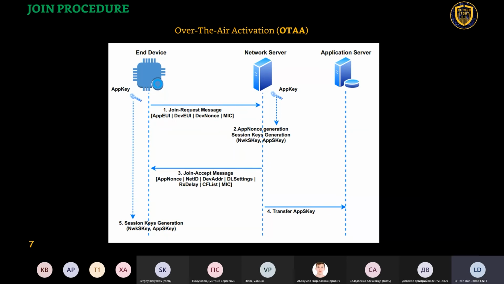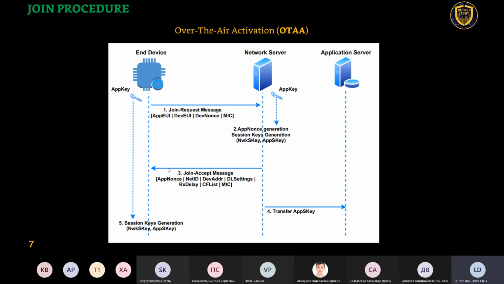Of course, we don't have time to talk in more detail about the join procedure. We only need to remember that in the join procedure, the end device sends a join request message to the network server with some parameters. The network server will check that message. If the message is valid, the authentication will be conducted. Then it will generate a network session key and an application session key. The application session key will then be transferred to the application server so that it ensures the security of communication between the end device and application server.